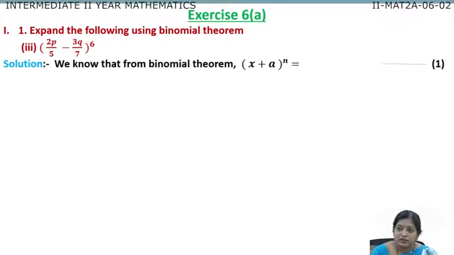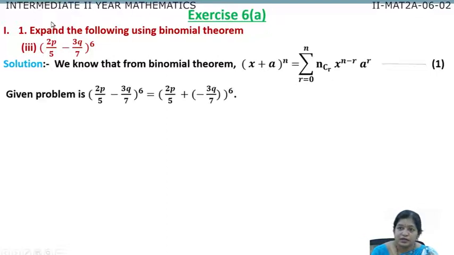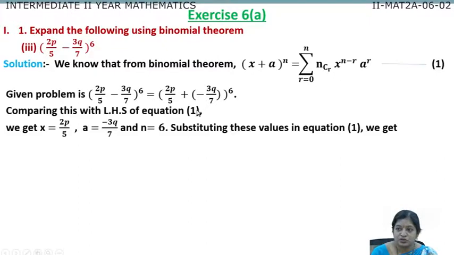We know that from the binomial theorem, x plus a power n is equal to summation r is equal to 0 to n nCr x to the power of n minus r into a power r అని మనకి ద్విపద సిద్ధాంతం నుండి తెలుసు. ఇచ్చినటువంటి ప్రాబ్లము (2p/5 minus 3q/7) to the power of 6 నే మనము ఈ మైనస్ ని ప్లస్ ఇంటూ మైనస్ గా రాసుకోవచ్చు. సో దట్ వీ కెన్ కంపేర్ ద గివెన్ ఈక్వేషన్ విత్ x plus a power n.